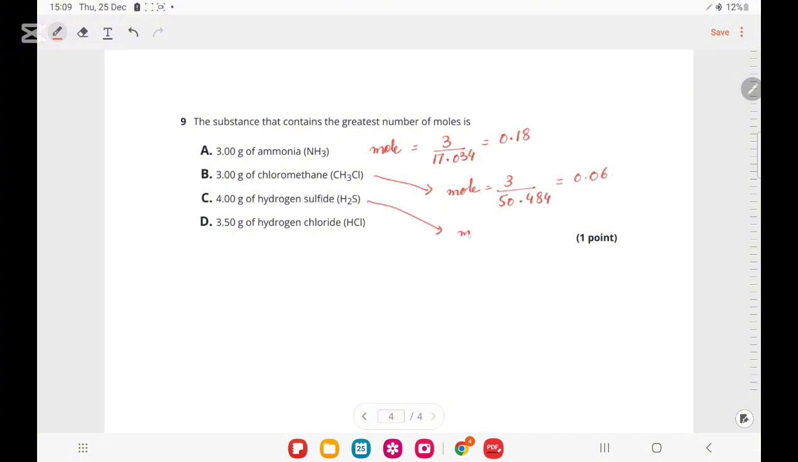For H2S, mole is equal to mass, which is 4, divided by 34.076, and that comes out to be 0.12 moles. And for HCl, we have 3.50, which is the mass, divided by the molar mass 36.458. It comes out to be 0.10. So the greatest number of moles is for this one, for ammonia.